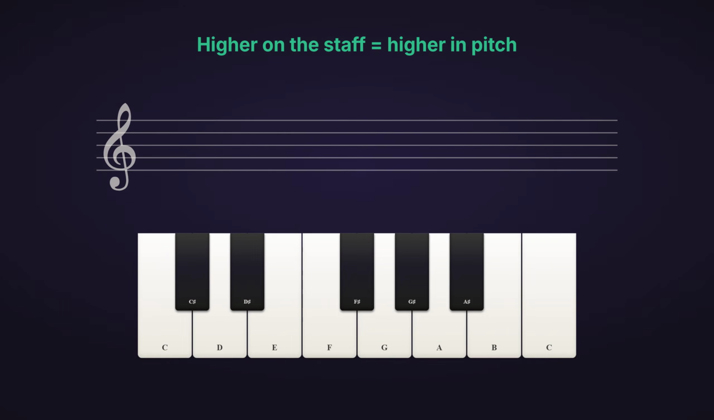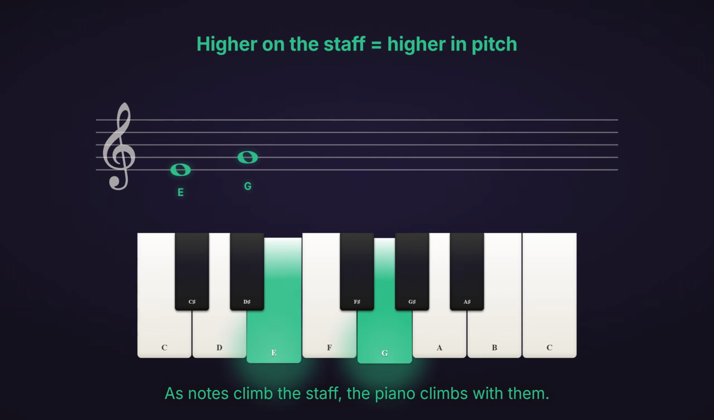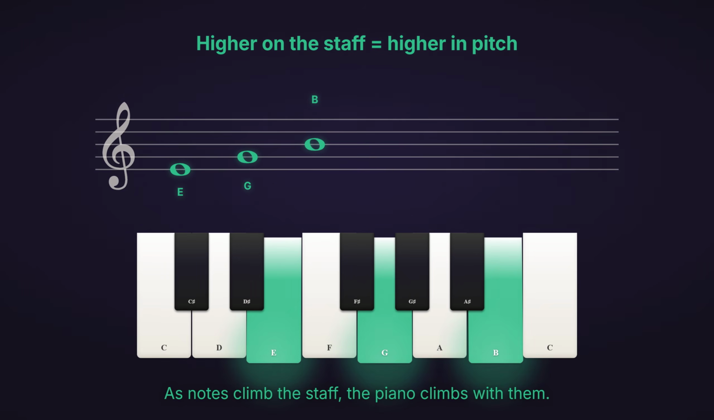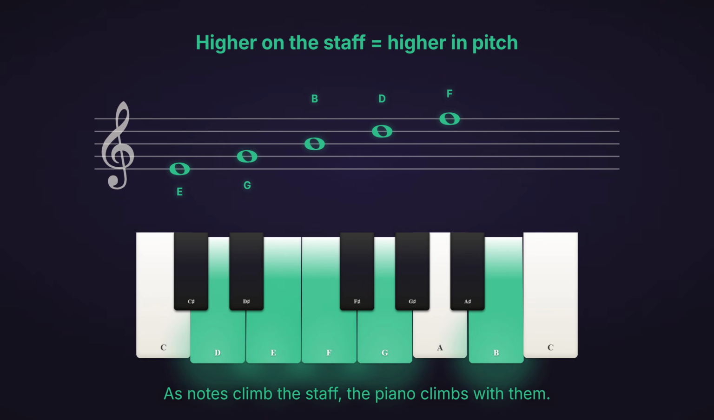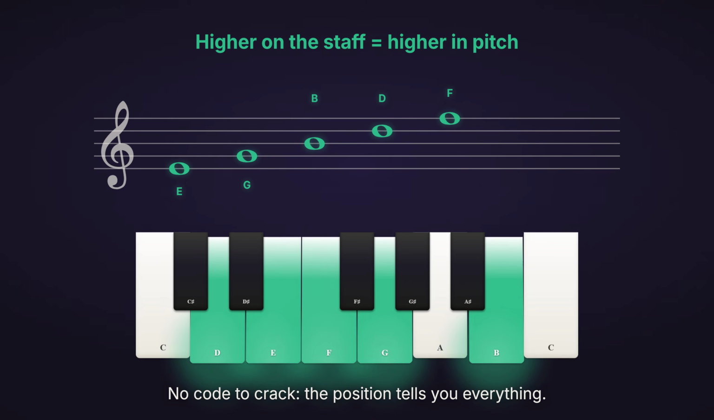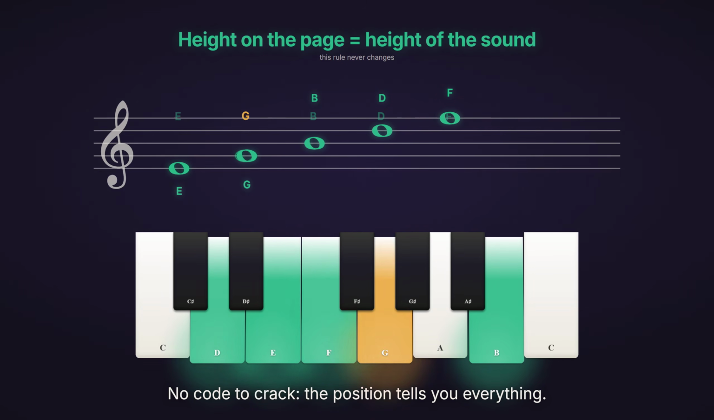Now watch what happens when a melody climbs. As the notes rise on the staff, the piano climbs with them. Every step up the staff is one step higher in pitch. A note that sits high on the staff sounds high. A note that sits low sounds low. There is no code to crack here. The height on the page is the height of the sound.